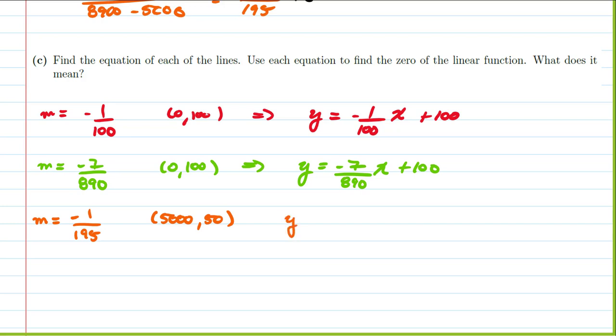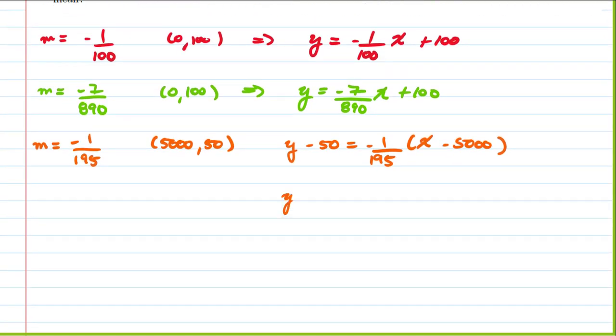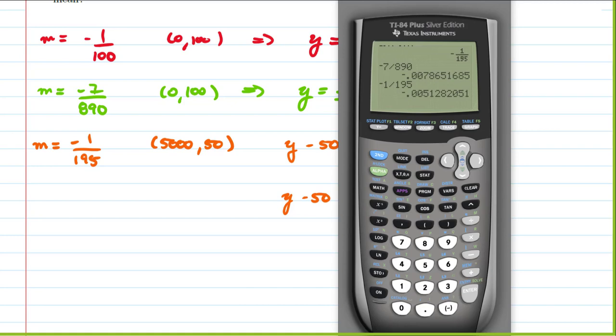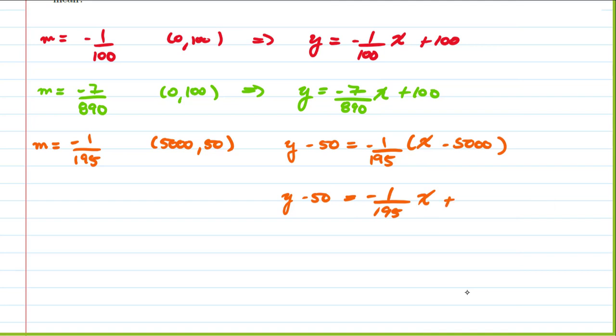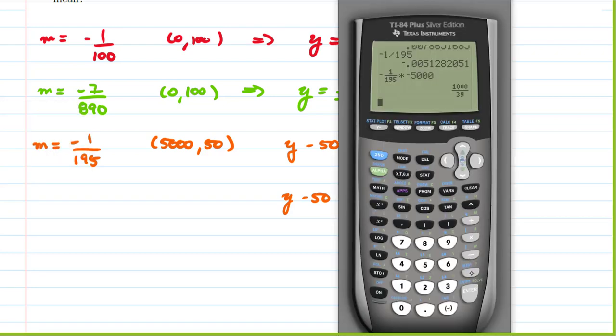So this time we do y minus y1, so y minus 50 is equal to m, which is negative 1 over 195, times x minus 5,000. So we get y minus 50 is equal to negative 1 over 195 x, then we distribute the negative 1 over 195 into our fraction, so times our negative 5,000. And we get 1,000 over 39. And then we need to add 50 to that, so plus 50. And we get 2950 over 39.